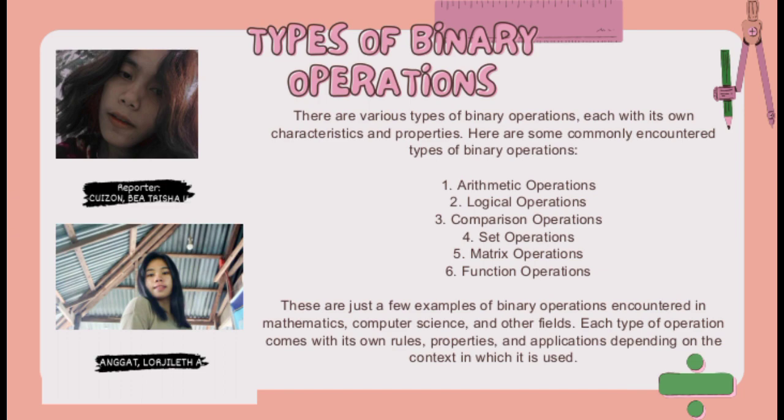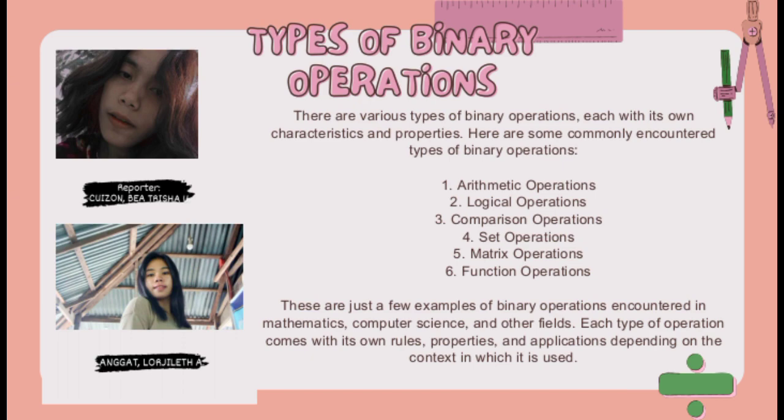Number 2. Logical operations. These operations are used in Boolean algebra and logic circuits. The most common logical operations are conjunction, disjunction, exclusive disjunction, and implication. Logical operations often involve truth values, true or false, and have specific truth tables indicating the outputs based on the input.